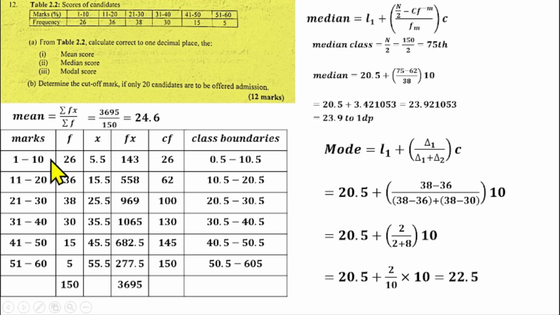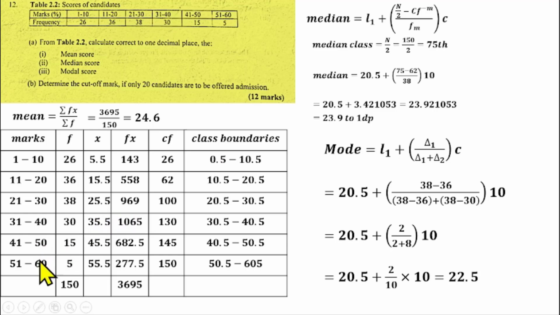Don't forget that these are marks, and this represents the number of students who got between 1 and 10, 26; 11 to 20, 36; 21 to 30, 38; 31 to 40, 30; 41 to 50, 15; and 51 to 60, 15. So what do we need to determine the cutoff mark if only 20 candidates should be offered admission?